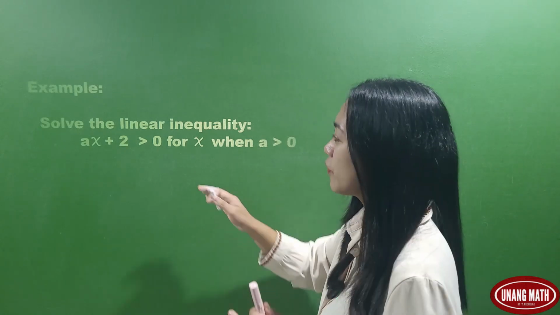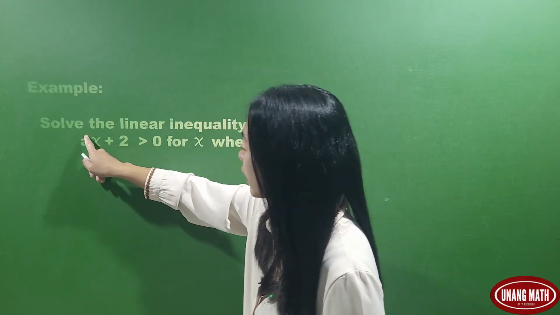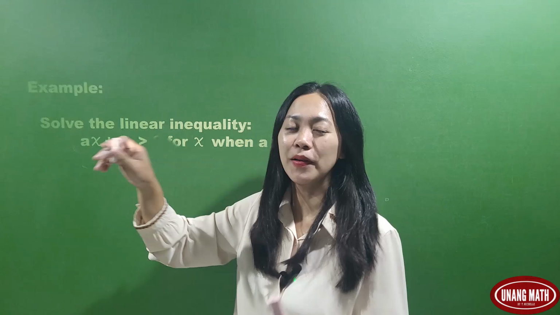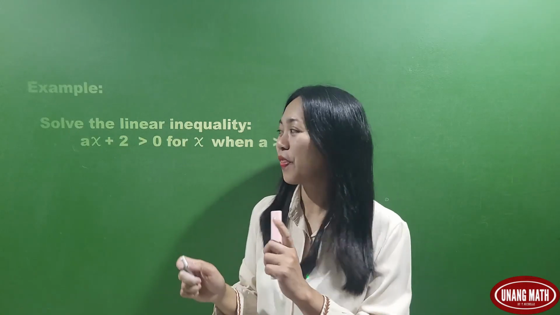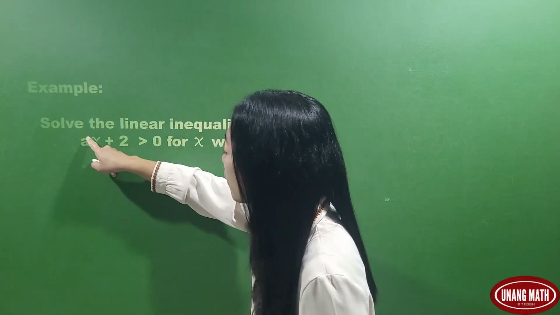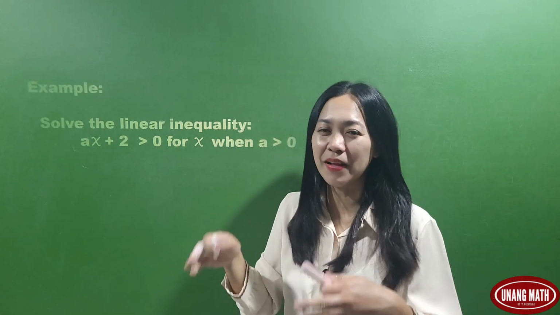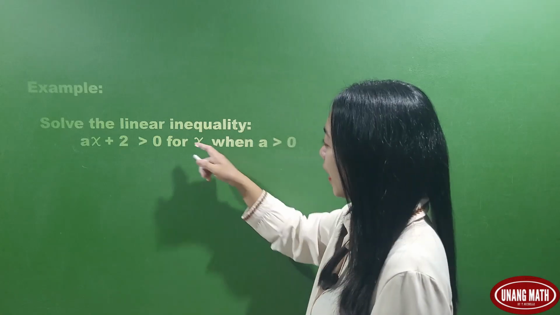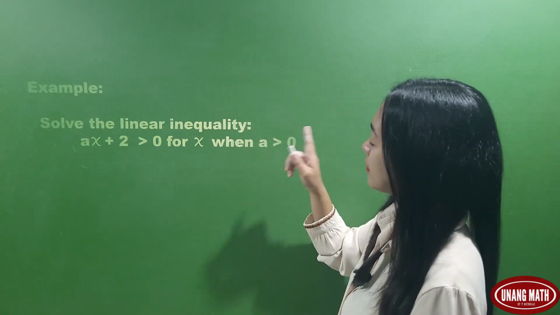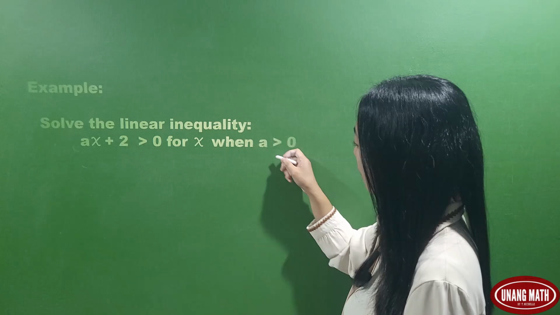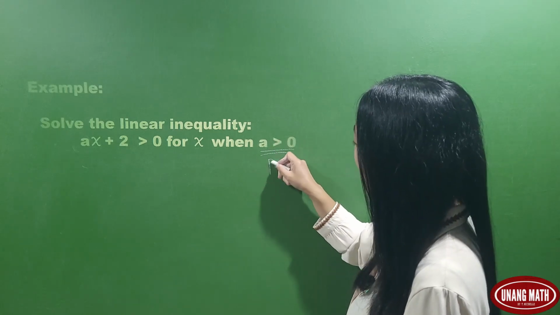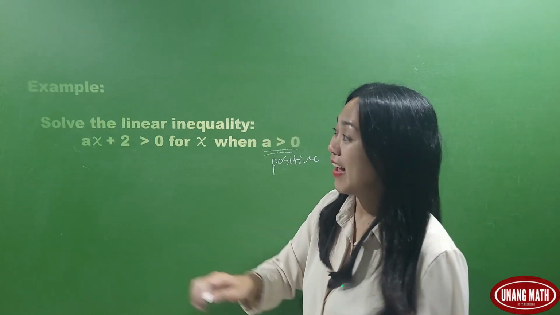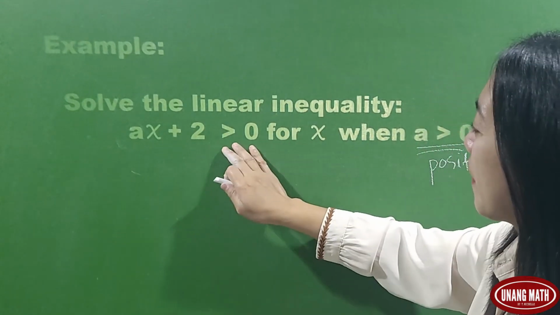Okay, if we are solving a linear inequality wherein the coefficient of variable x is a variable, what we need to do is think of this coefficient as a constant number. And then consider the condition. In this problem, the condition is a is greater than 0. It means a is a positive number. Okay, let's solve this linear inequality.